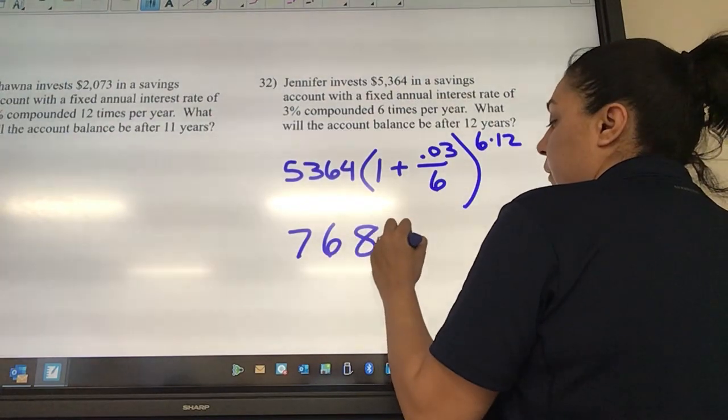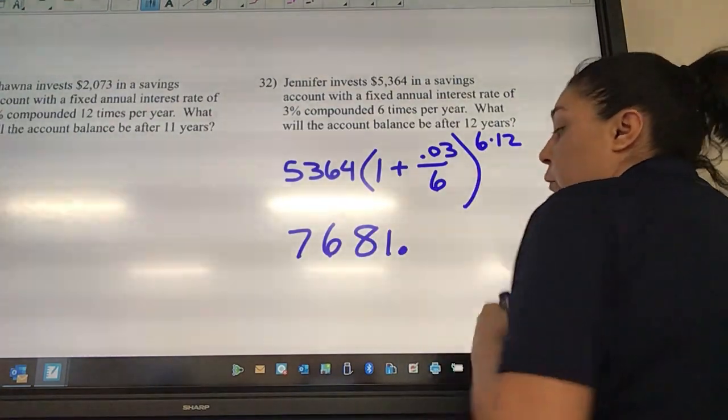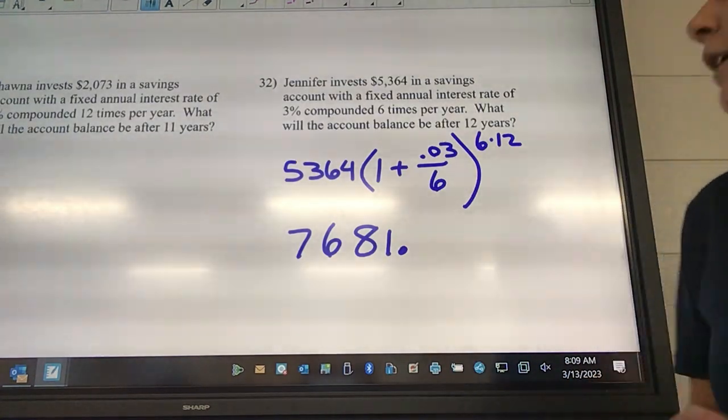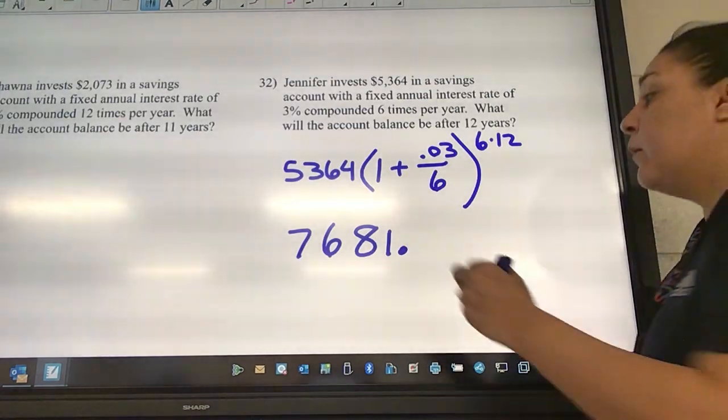7,681. And we do need a decimal this time, why? Money. It's money. What is the decimal? 0.48.